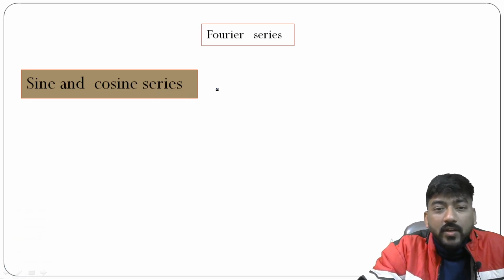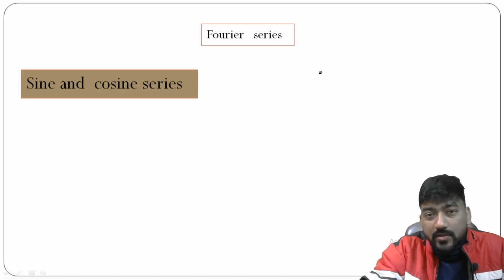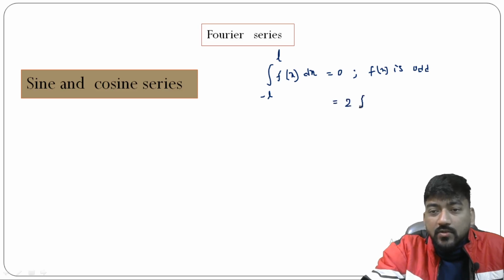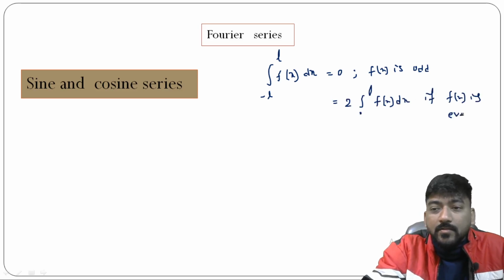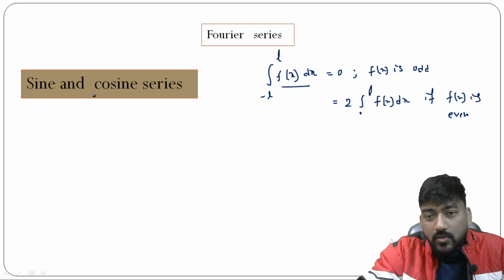As you know, I have discussed earlier the integration property, basically the definite integration property of an even function or an odd function. Let me take that f(x) is a function. Now if you want to integrate this function within the limit minus L to plus L, then you will get 0 if f(x) is odd, and you will get just 2 times the integral from 0 to L of f(x) dx if f(x) is even. This integration property will be very helpful for this topic.